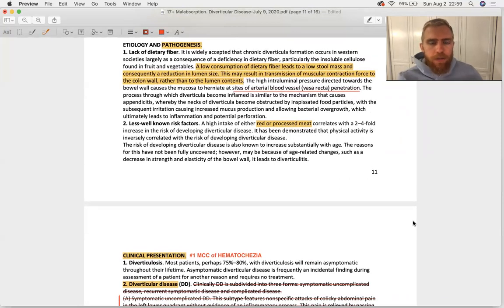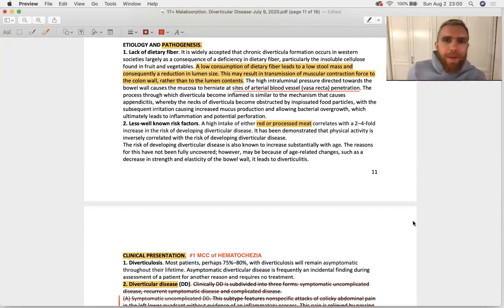Etiology and pathogenesis. A low consumption of dietary fiber leads to a low stool mass and consequently a reduction in lumen size. This may result in transmission of muscular contraction force to the colon wall rather than to the lumen contents. So how I visualize this is, a contraction is a contraction. When your brain tells your gut to squeeze, your gut's going to squeeze with the same force every time. It doesn't matter if it's curling a 50-pound dumbbell or a 20-pound dumbbell, it's going to fire that muscle with the same force. So if you are contracting your gut and there's nothing there.